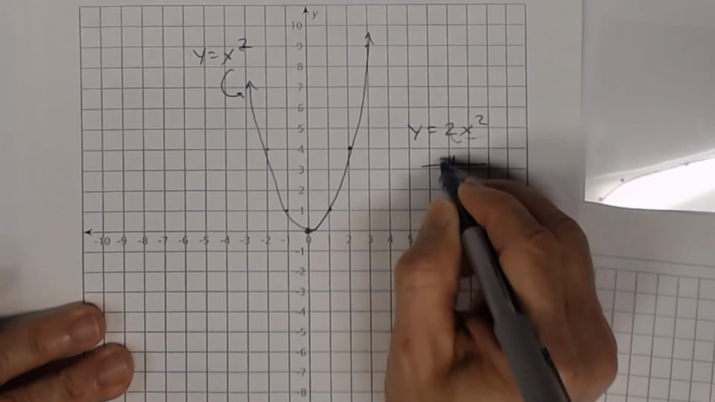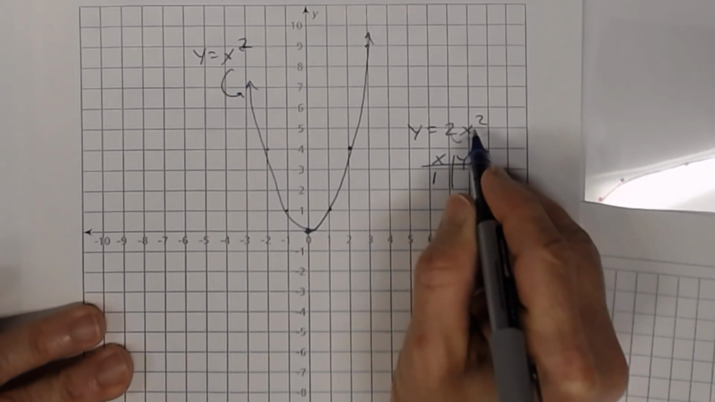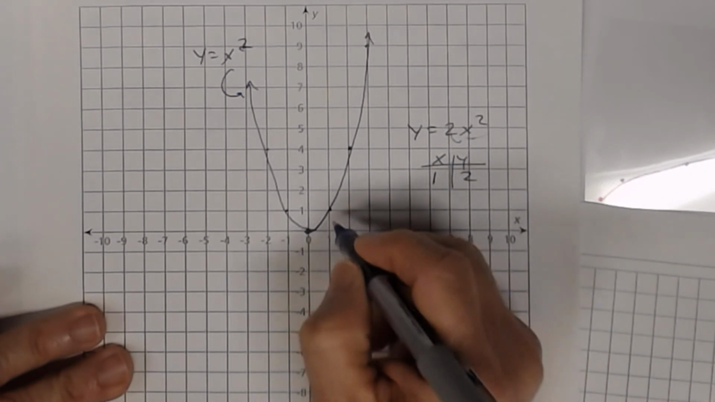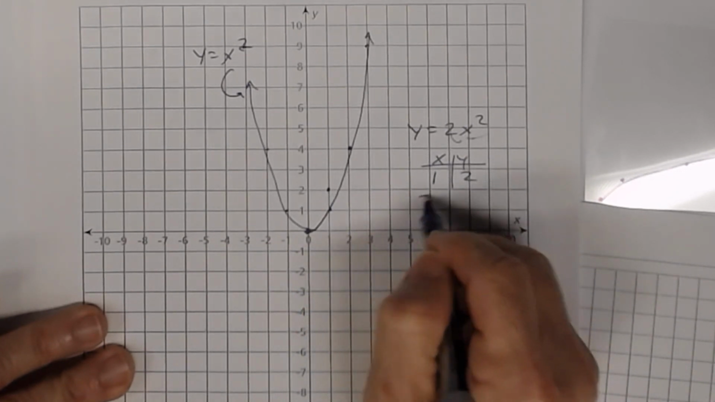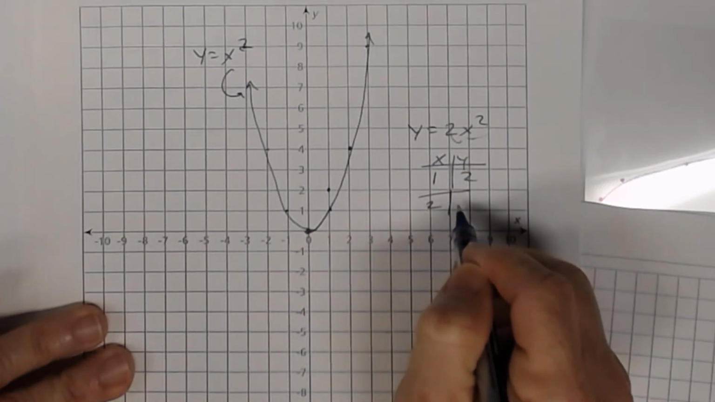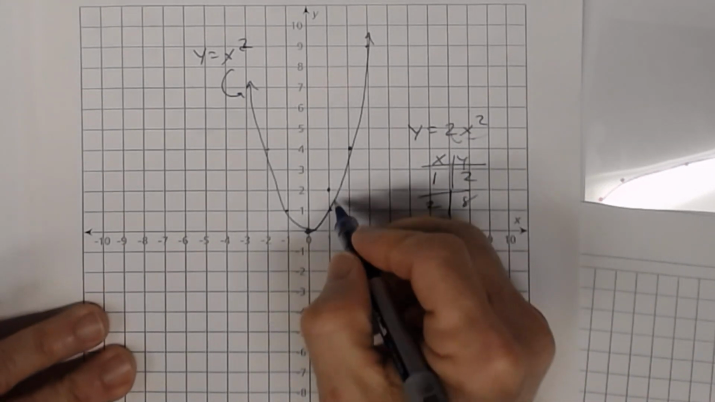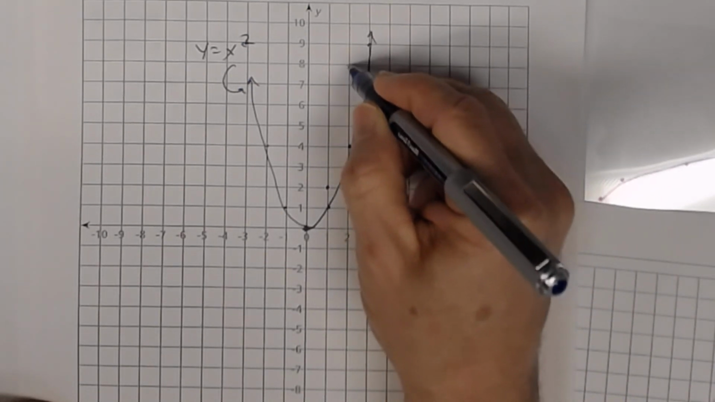So if I use a t-table, and if x is 1, 1 times 1 is 1. 1 times 2 is 2. So I get the point 1, 2. So that's this. See that? Okay. When x is 2, 2 times 2 is 4. 4 times 2 is 8. So I get the point 2, 8, which is here.